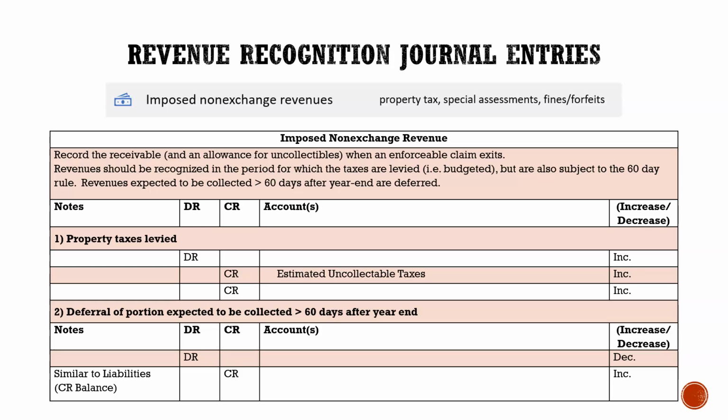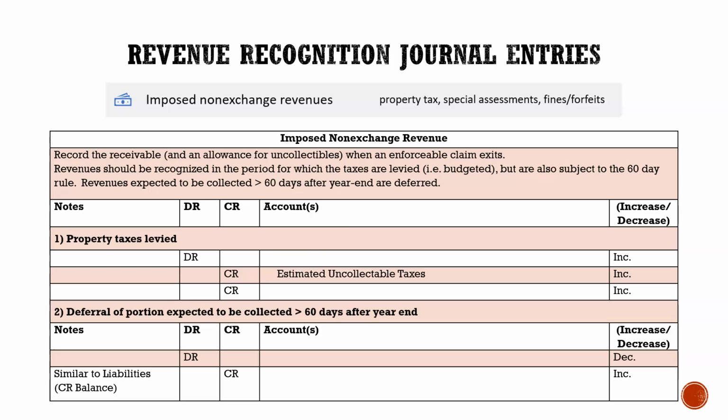And then you also have to record any revenues that you expect to collect greater than 60 days after year end. But what we're going to do with those is almost kind of like unearned revenue. We're going to create a little bit of a liability account. It's going to be the deferred inflow of revenues or deferred revenues account.